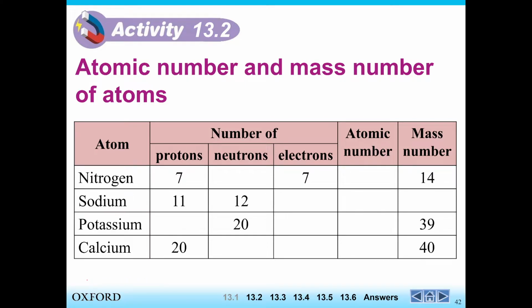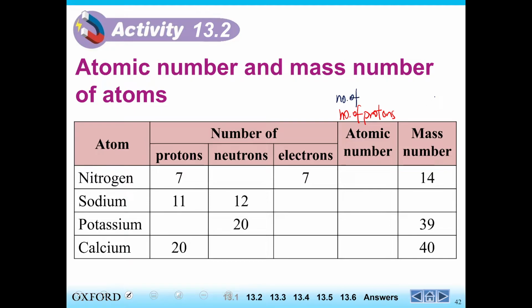So the first one, the number of protons of nitrogen is 7. You're asked to find the number of neutrons and the atomic number. So the atomic number, what is the atomic number again? It is either the number of protons or it is the number of electrons.